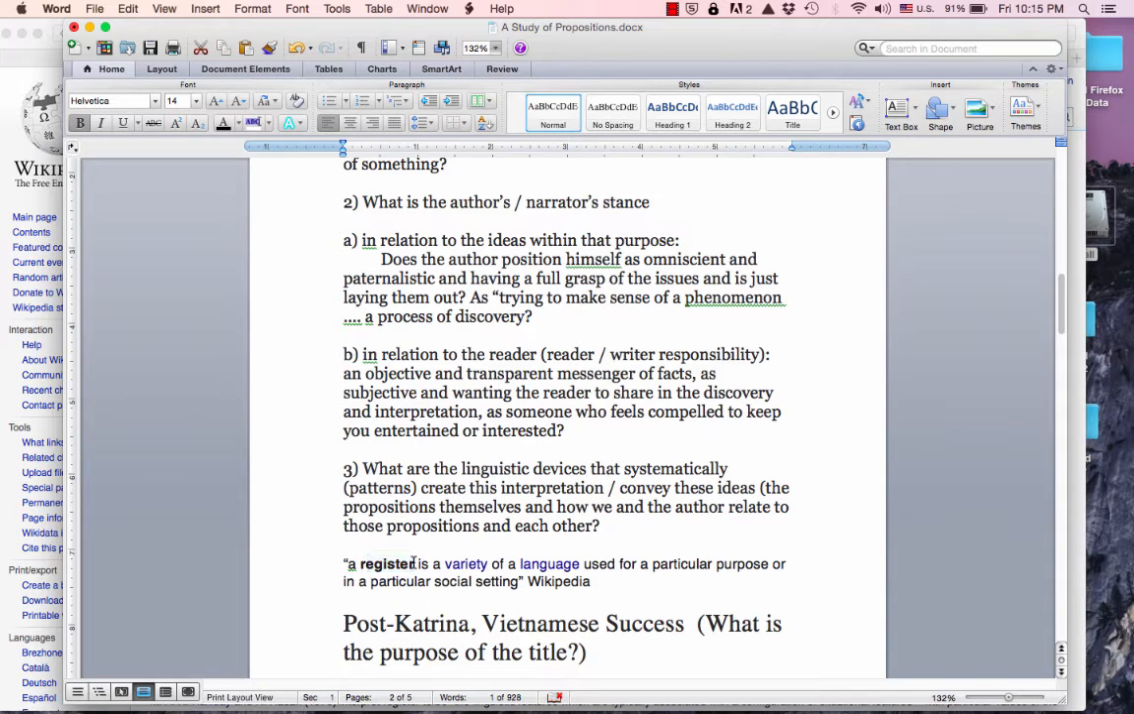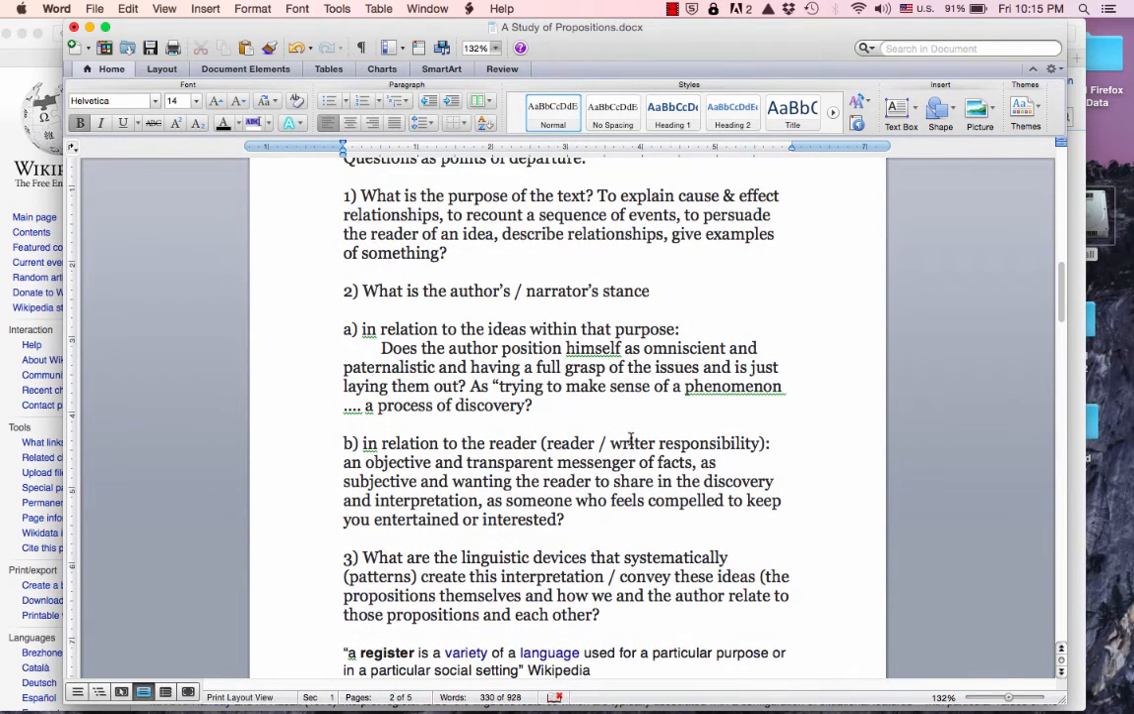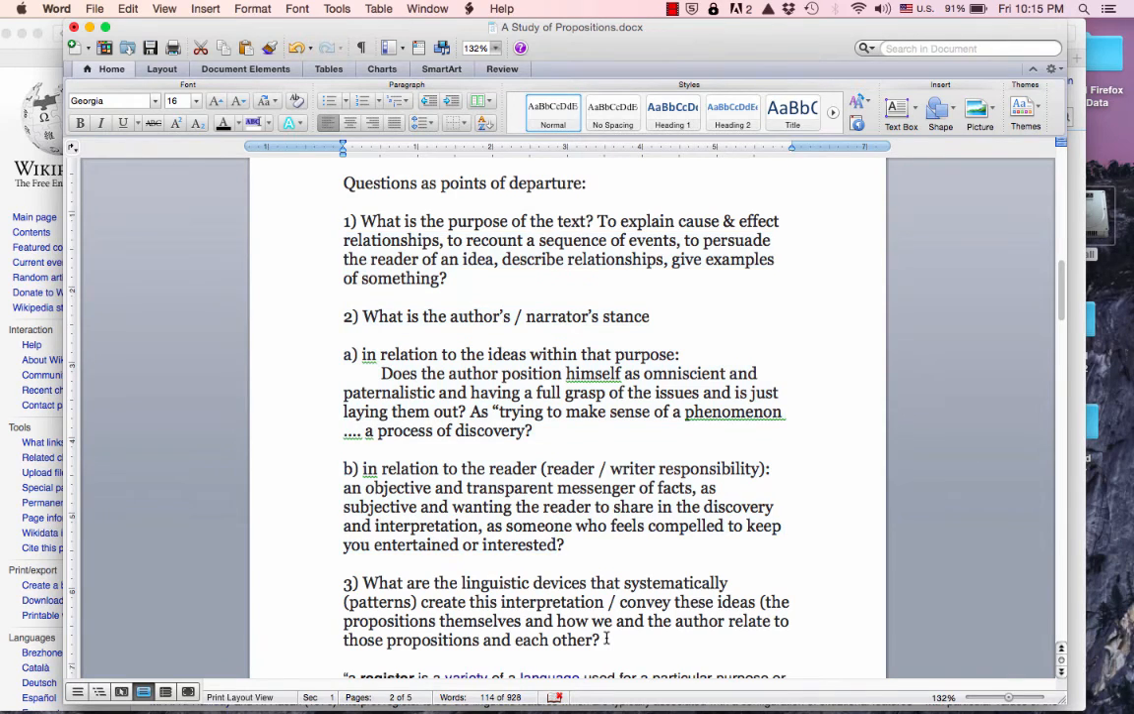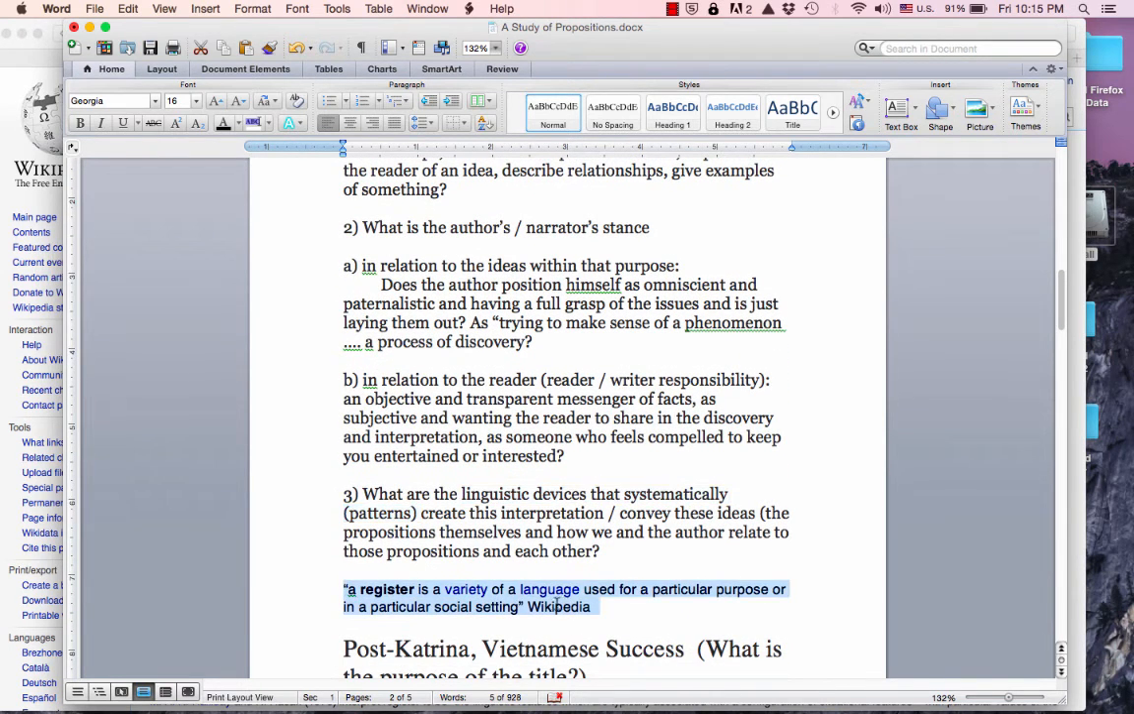Okay. And what we have done is we have said that this text has a purpose. All right? And this purpose is constituted by ideas and relationships. And then we are saying that these ideas and relationships are indicated to us by a linguistic code. All right? A systematic linguistic variety. So when we look at this definition of a register, thank you, Wikipedia, a register is a variety of language used for a particular purpose in a particular social setting.